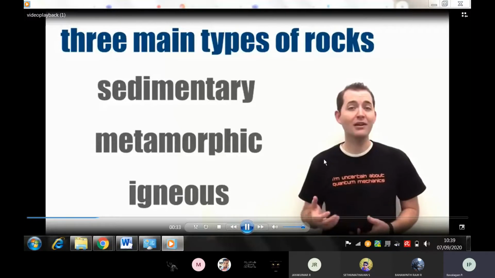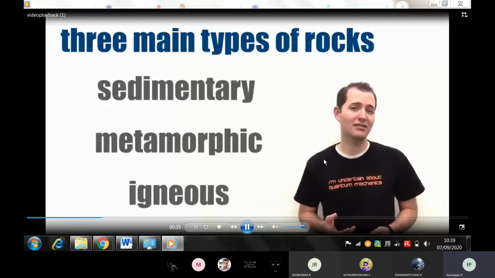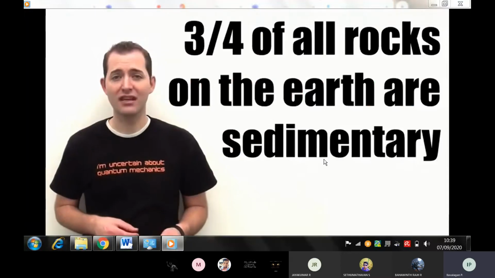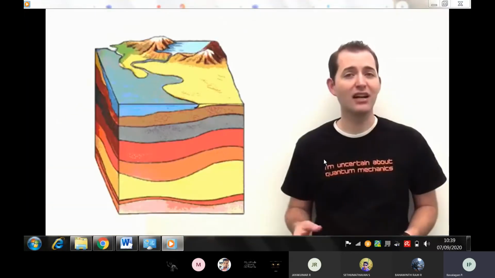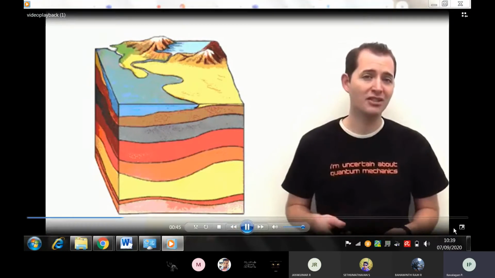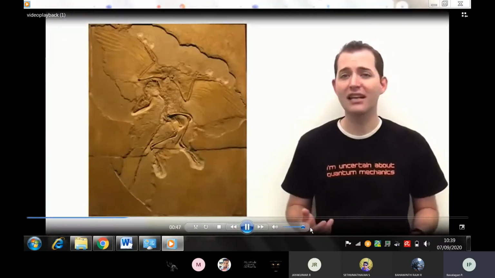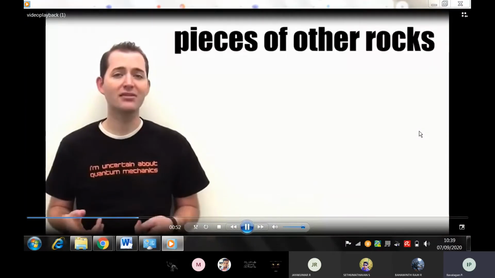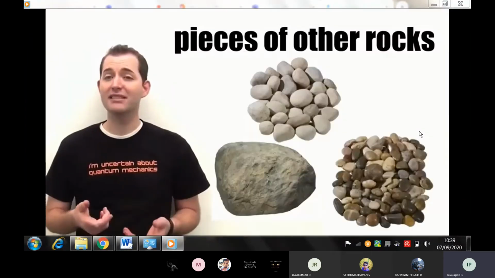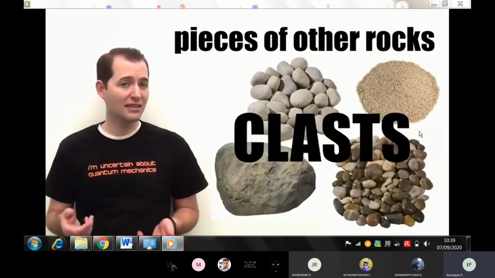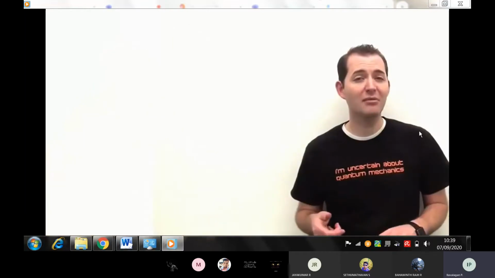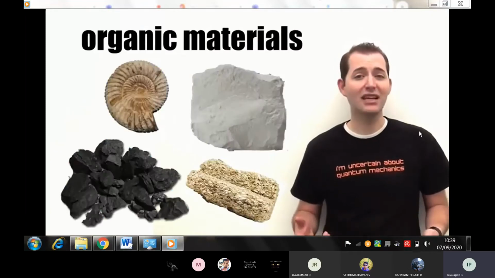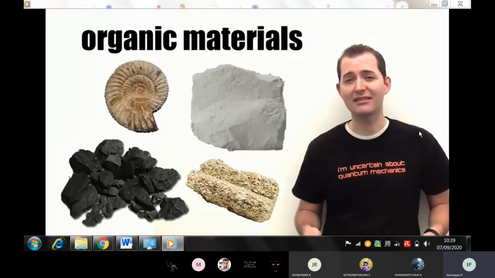Ways to be identified. We're going to look at sedimentary rocks. Sedimentary rocks make up about three quarters of all of the rocks on the Earth's surface. They also preserve a historic record of the environment at the time of their formation and are the only rocks that contain fossils. Sedimentary rocks are most often formed from pieces or chunks of other rocks. These pieces come in various sizes and are referred to as clasts. Sedimentary rocks can be made from mineral crystals and even organic material, such as bones, skeletons, shells, or even plants.